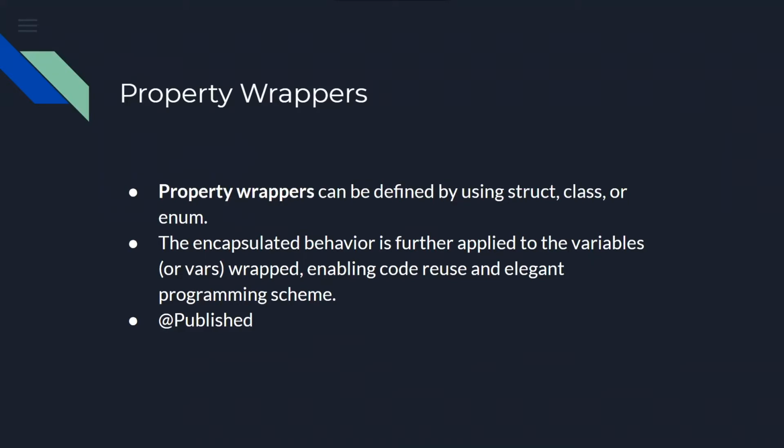Essentially, property wrappers can be defined by using struct, class, or enum. The encapsulated behavior is further applied to the variables, or vars, wrapped, enabling code reuse and an elegant programming scheme. One example is @Published. This property wrapper allows a var to publish the changes we impose on it. In this specific case, the changes are periodically published and never fail, kind of like an ideal mapping tool, never failing to show the updates and to see the traffic or construction after refreshing. Let's go over this.